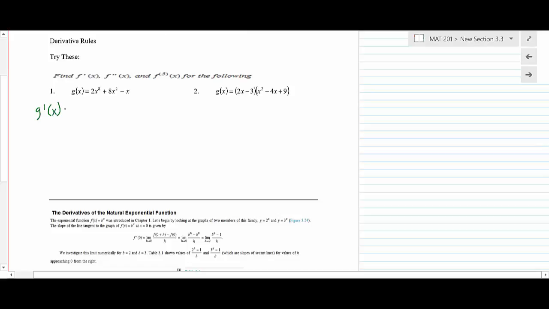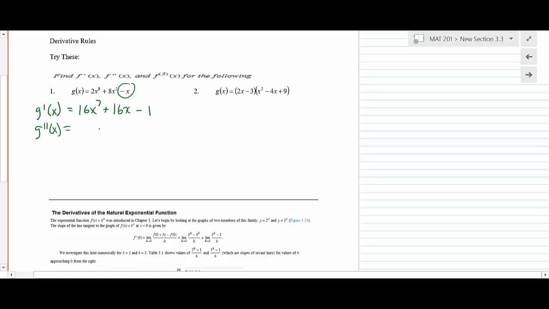Okay, and then number 2, you have to take a little bit different approach to it. So number 1's pretty easy. You would just have 16x to the 7th, plus 16x. What's the derivative of x? I keep asking that because students don't know that a lot of times. Minus 1. Linear term. If it's just an x, the number in front gives the slope. Okay? G prime of x.